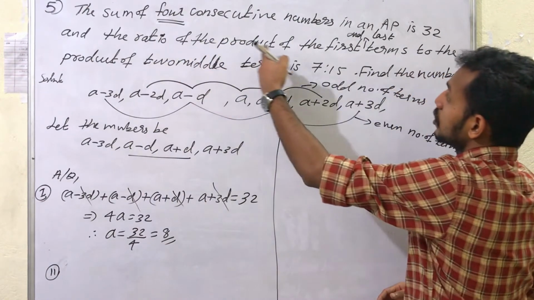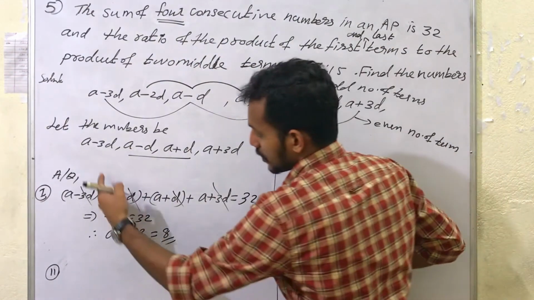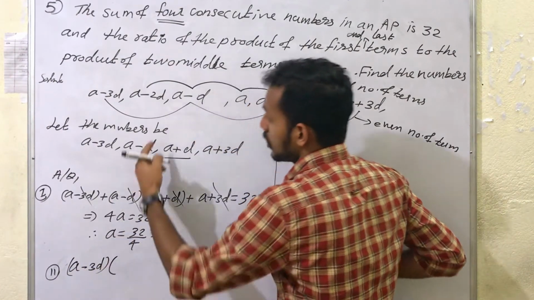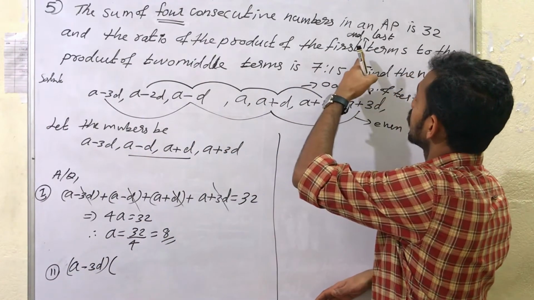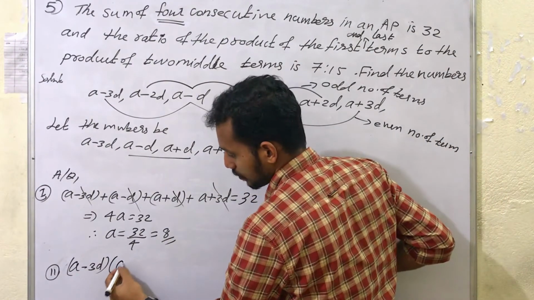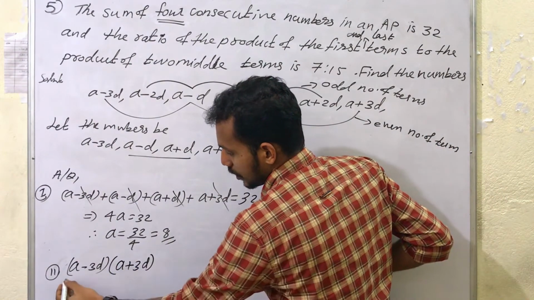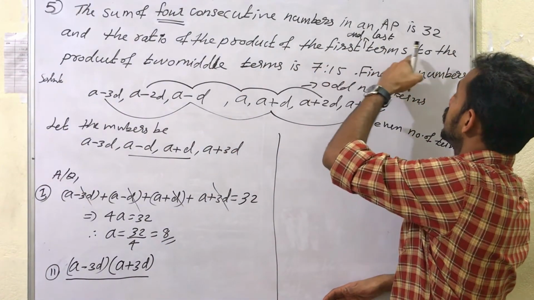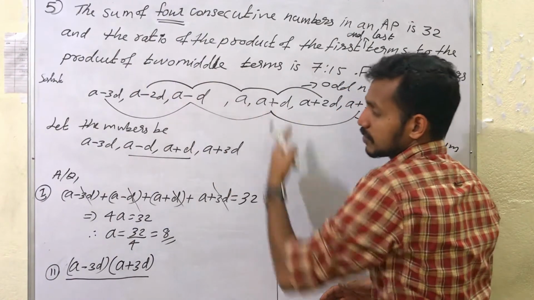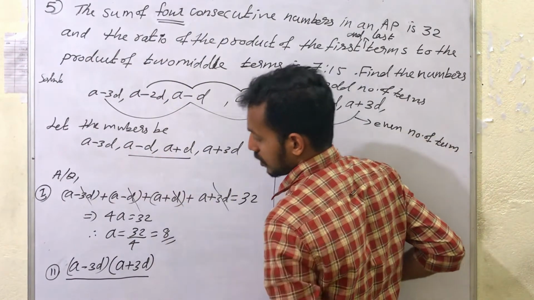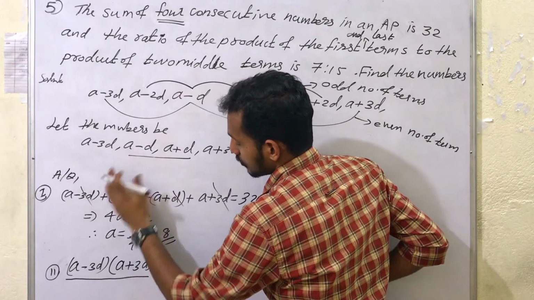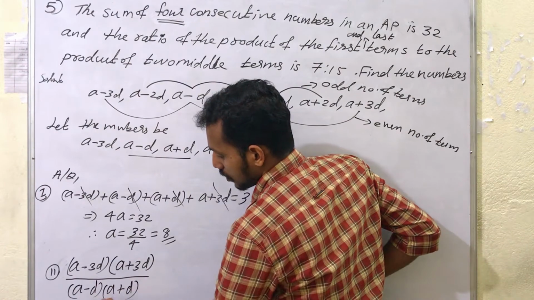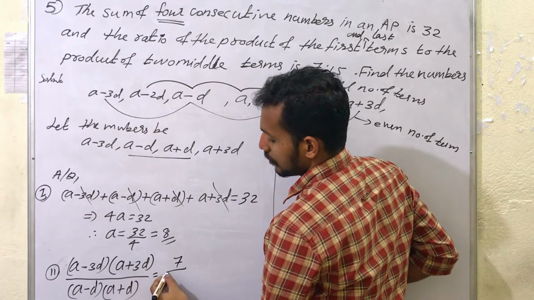According to the second condition, the product of the first and last term: what is the first term? a minus 3d. a minus 3d into, sorry, the last term, that is a plus 3d. a plus 3d divided by the product of the 2 middle terms. What are the middle terms? a minus d and a plus d. So that is a minus d into a plus d, which is equal to 7 by 15, because the ratio is 7:15.